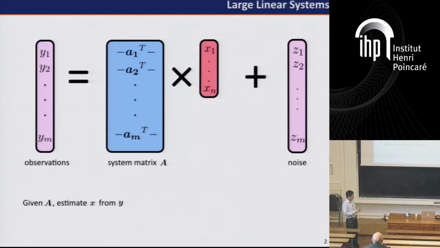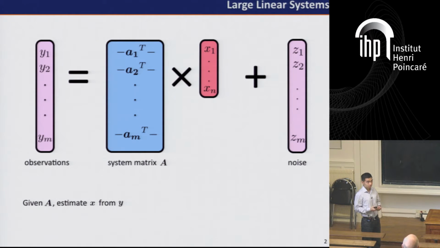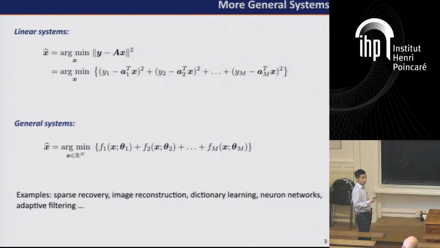Suppose you want to reconstruct a vector x, and you observe it through a linear system, so the output y can be written as a matrix A multiplied with x, potentially with noise. Now, if you want to reconstruct x, you can use least squares, and the problem boils down to solving a minimization problem where each term is a quadratic term. It's a summation of quadratic functions.